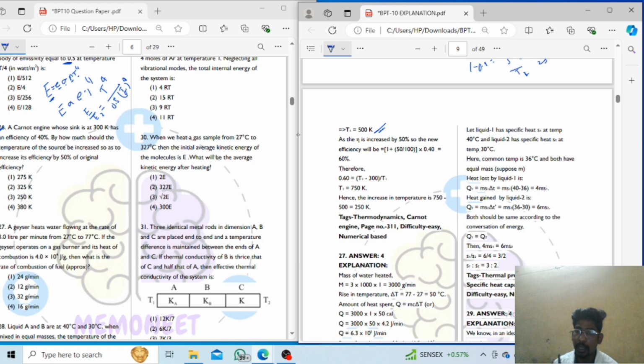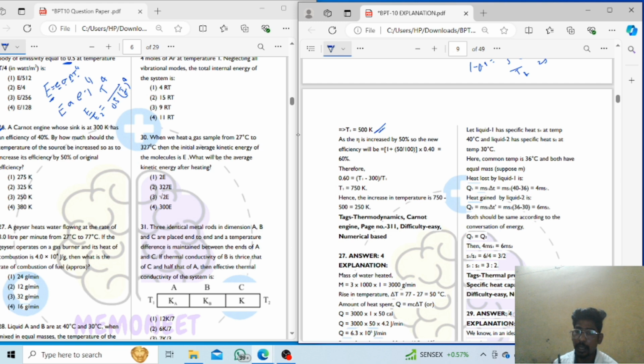6.3 × 10^5 joule per minute. Previously it was in calories, but if you convert this into SI, you will get 4.2 joule per minute. So the Q value will be equal to 6.3 × 10^5 joule per minute. After that, the heat of combustion is given, and you have to calculate the rate of combustion.